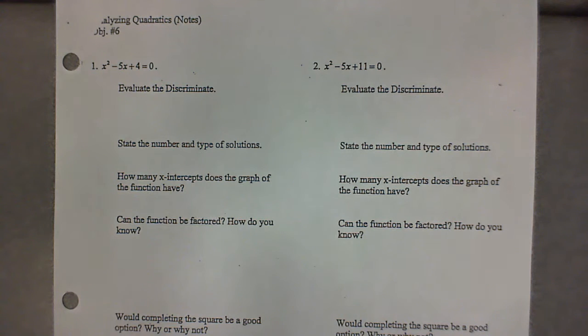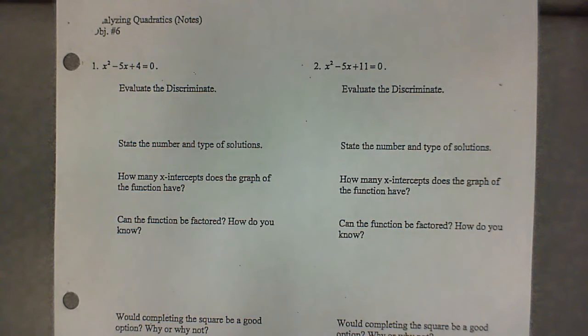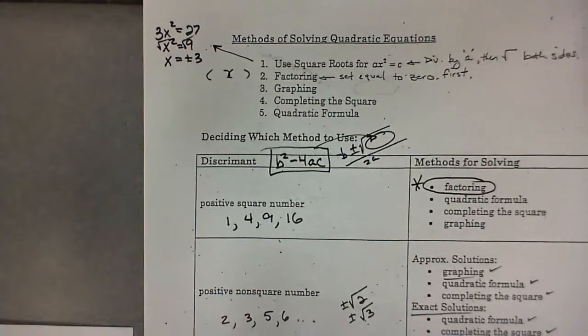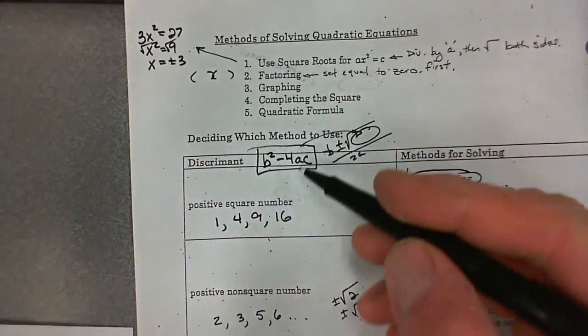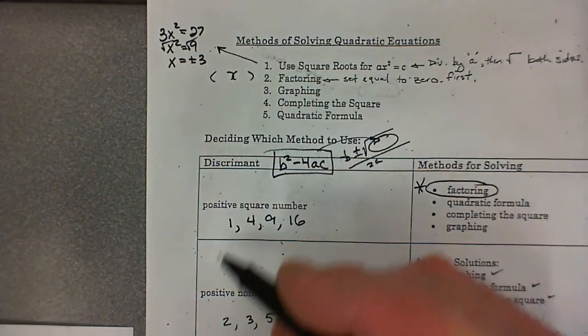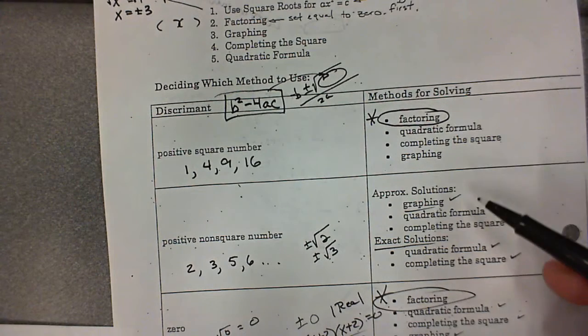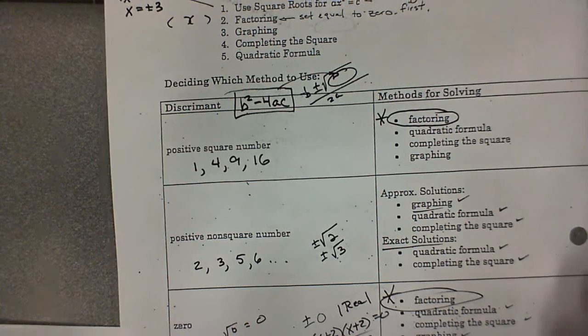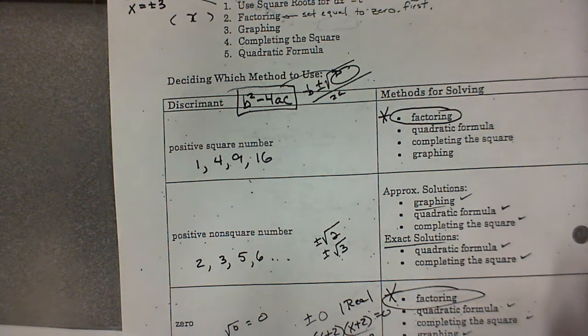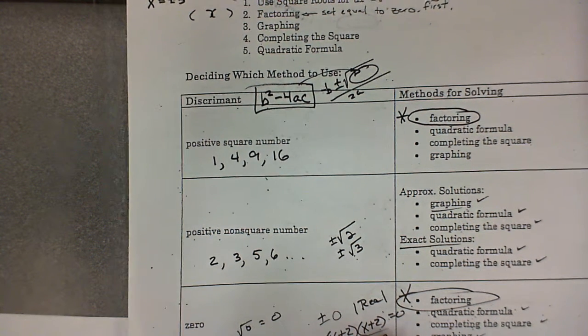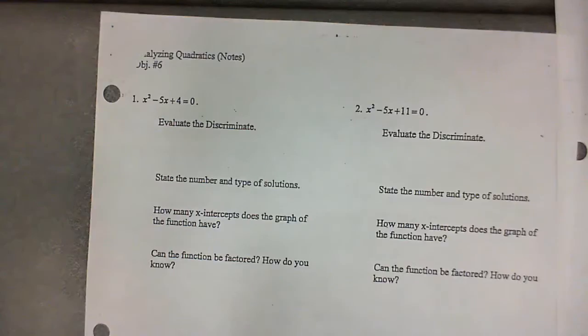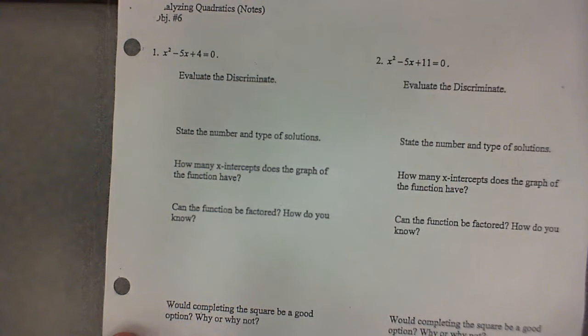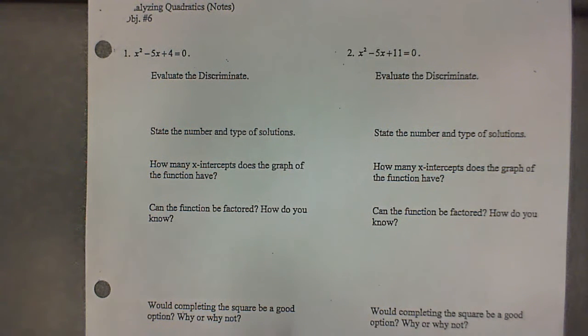Well, in this section on Blackboard, I've also included the video where I take you through the different methods of solving and how the discriminant will tell you what's the best method to solve by. So you might want to view that video. It's called Using the Discriminant to Decide the Method to Solve by. So that might be good viewing for you. I'll be referring to this sheet as we move through here.